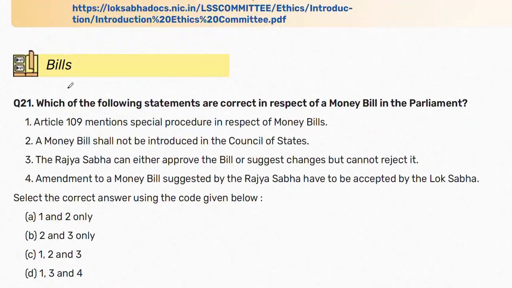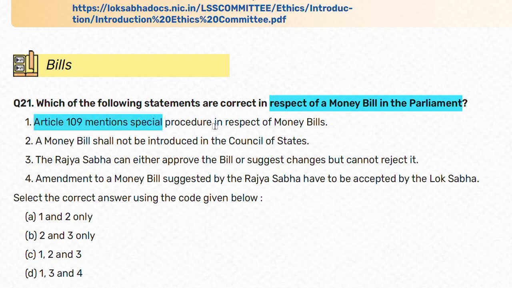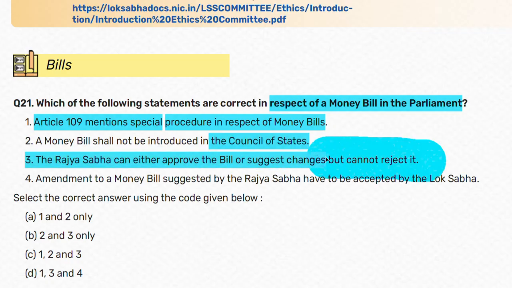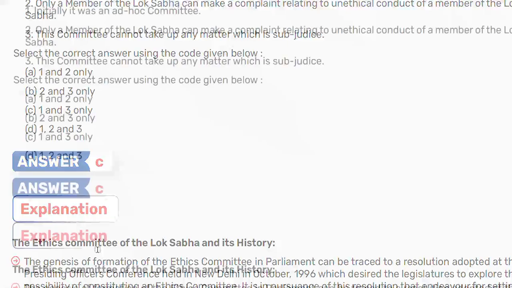Now, next, which of the following statements are correct in respect of a money bill in Parliament? Article 109 mentions a special procedure in respect of money bills. Yes. Money bills shall not be introduced in the Council of States. Yes, that is also correct. The Rajya Sabha can either approve the bill or suggest amendments but cannot reject it. This is also correct. Amendments to a money bill suggested by Rajya Sabha have to be accepted. No, this is incorrect. So four has gone. Statements 2 and 3 we know are correct, and 1 is also correct. So C is the correct answer. Now next question.